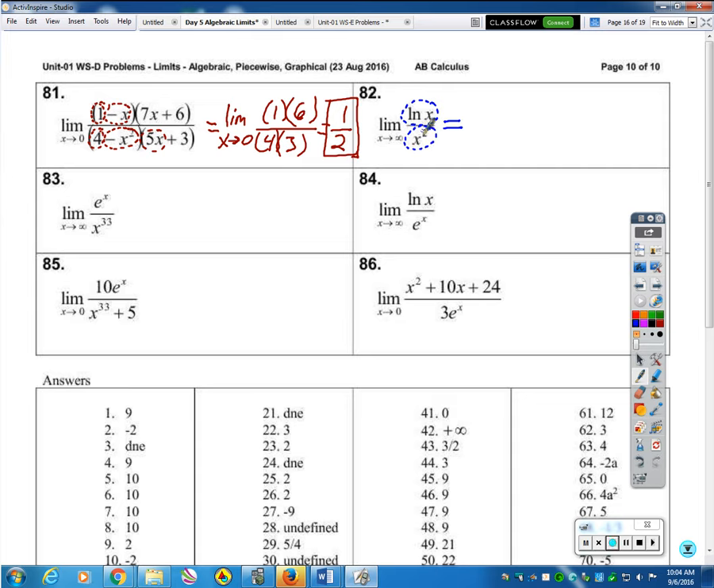So, think of it like this. When x gets close to infinity, they both become large values. The top one is big, the bottom one is big. This is really silly, but it kind of helps you to memorize. If you have little big over big big, well, the thing is getting close to 0.